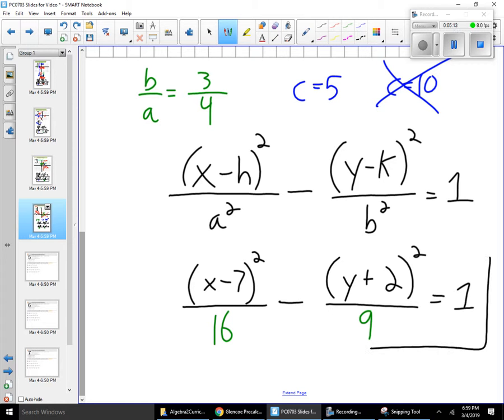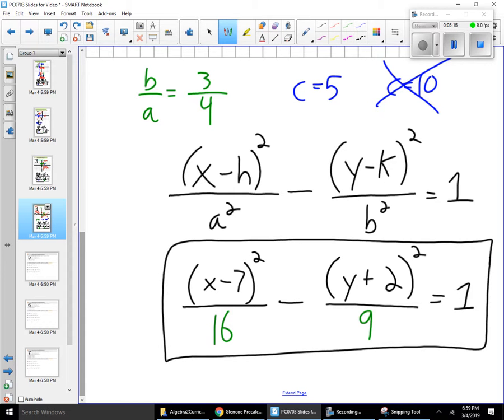Hyperbola equals 1. Put a box around it, take a deep breath, maybe try some on your own. Whatever you do, be nice to the sub.